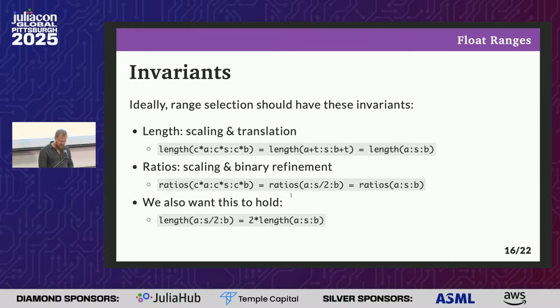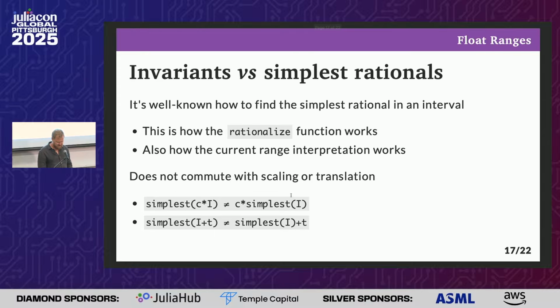Okay, with those invariants, I spent a bunch of time noodling and figuring things out, and looking at these invariants versus the simplest rational approach. The rationalized function finds that there's a unique simplest rational in any interval, which is actually a cool, deep mathematical fact based on something called the Stern-Brocot tree. And it's how our current range interpretation works and how the rationalized function works.